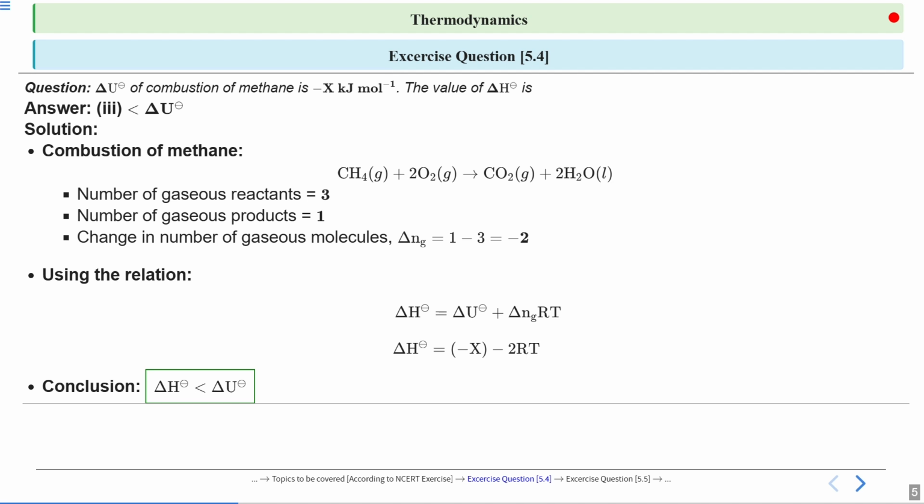Why am I saying it? Because whatever value you get for the internal energy change, you have to decrease it by 2RT, and then you will get the value of the enthalpy change. So it's very clear from the equation. You will always get a lesser value for the enthalpy change as compared to delta U naught, and it will be lessened by 2RT. And hence you are getting your answer as delta H naught is less than delta U naught.